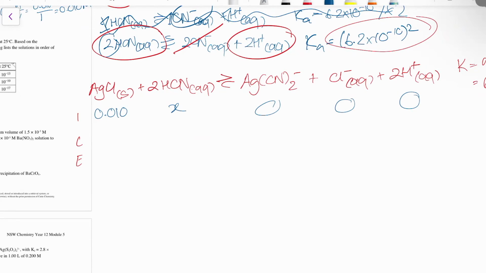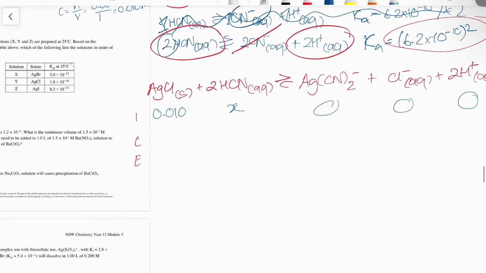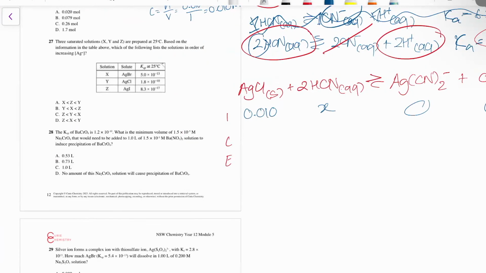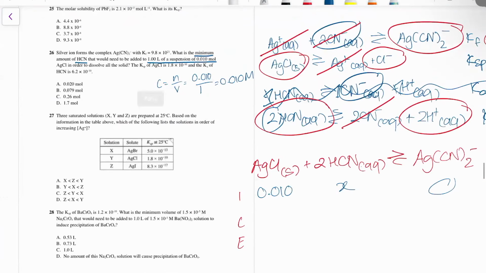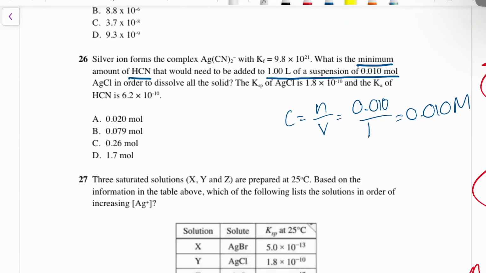Okay, now you might be wondering, why did I put X in the I box when usually we use X in the change box? The thing is, with this question, I don't need another variable, because if I need another variable, the question's never going to get answered. There's too many unknown variables. They asked me to dissolve all of the solid.